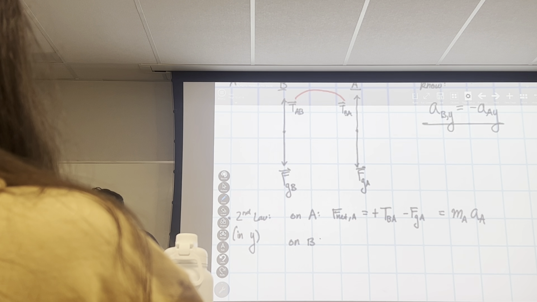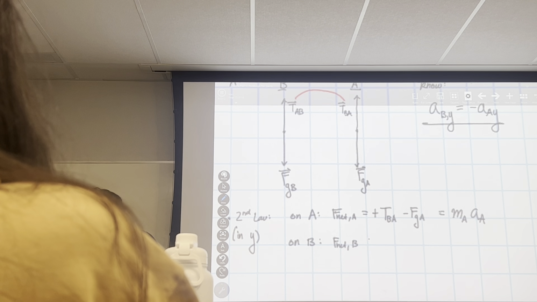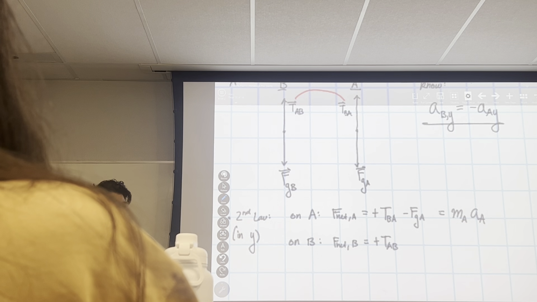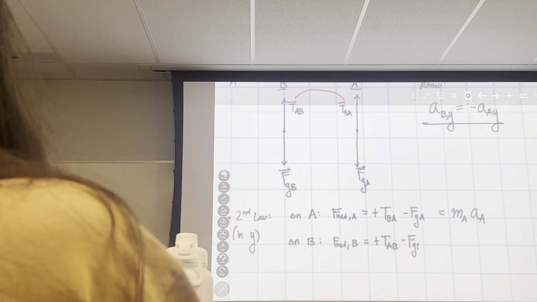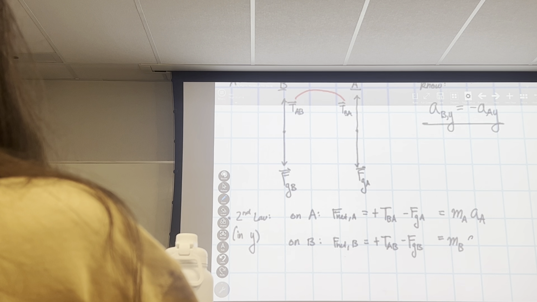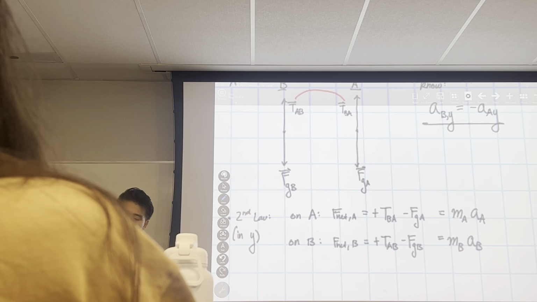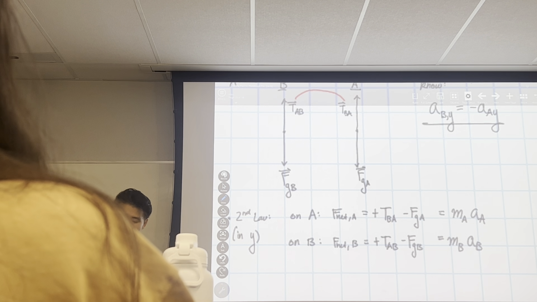In contrast, on B, we have the net force on B is equal to positive TAB. Tension is trying to pull B up, minus force of gravity on object B. Force of gravity is pulling it down. This is equal to the mass of object B times the acceleration of object B.